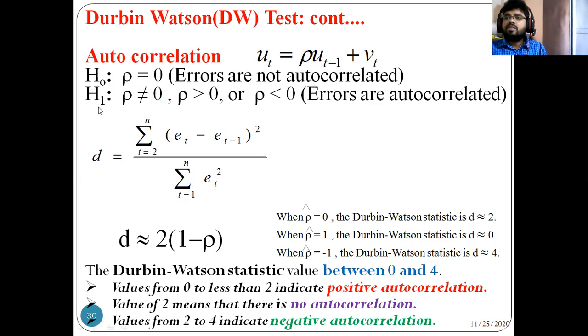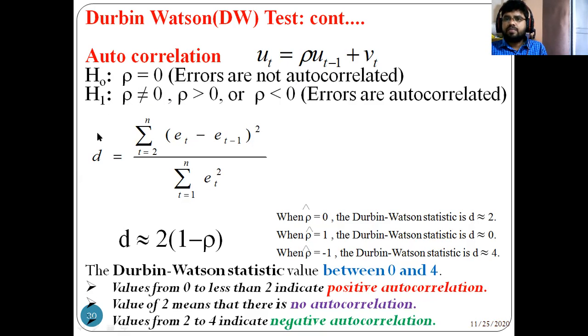Here H1, the alternative, is quite the opposite of the null: rho is not equal to 0. Nothing but, rho is greater than 0 or less than 0. It means that the present year is correlated with its previous year, to a higher or lower extent, or negative or positive. So we need to keep in mind that when we are running a DW test, we need to frame a hypothesis like this: H0, rho is equal to 0, and H1, rho is not equal to 0.